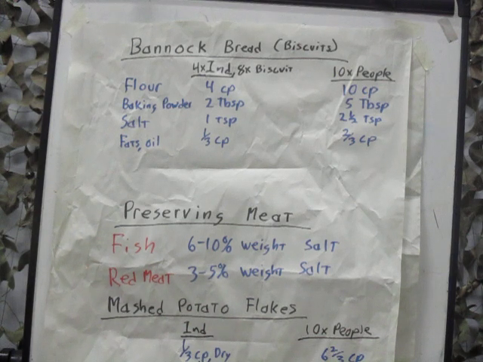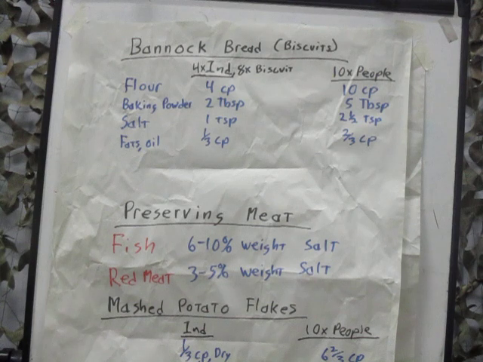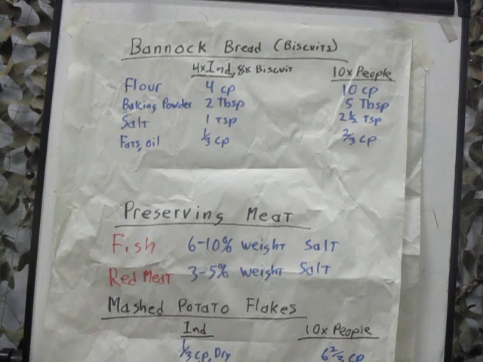Now you can make hoe cakes or ash cakes or fire cakes. It's another basic survival bread, and all that is in that is flour, salt, and water. And then you mix that up. It's just about the same amount of flour, 1 cup per person, just a little bit of salt in there, and just enough water mixed in to make a thick dough.